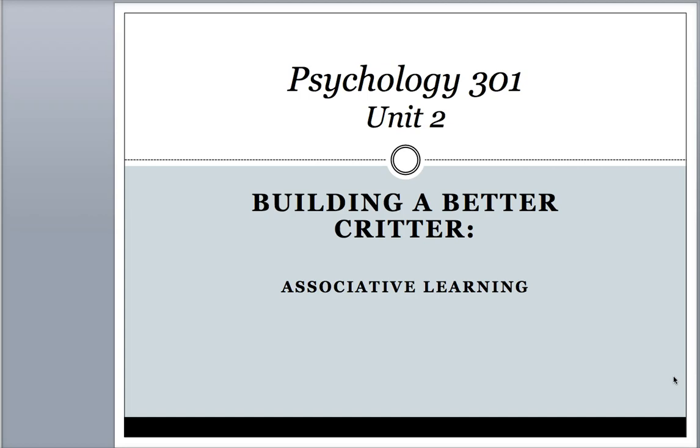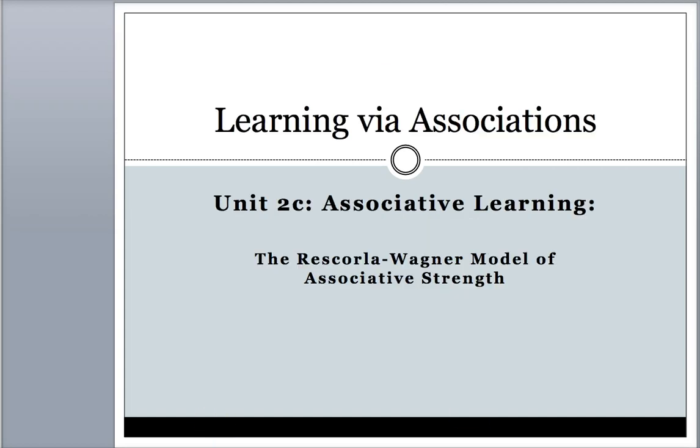This is Dr. Williams, and this is our third lecture in Unit 2 dealing with associative learning. Specifically, we're going to be talking about the Rescorla-Wagner Model of associative strength or associative learning. And this is a very specific lecture that deals with the use of mathematical modeling to describe changes in associative strength across trials. So before I start this lecture, I need to give you a little bit of background.